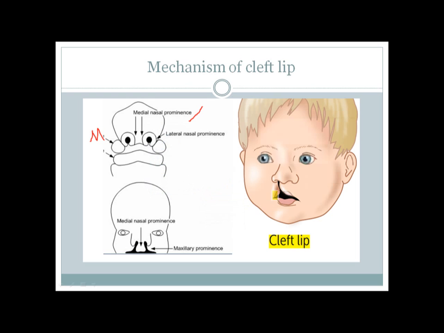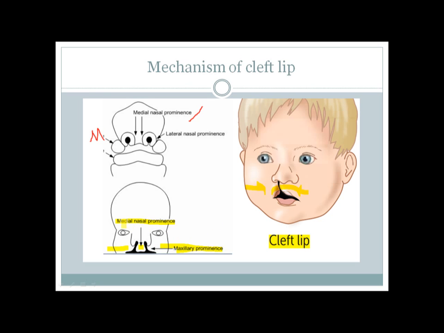So when your lips develop, it actually develops from two sides, which are called maxillary prominences. So here you can see on two sides we have maxillary prominences, and the middle part of the upper lip actually develops from something called medial nasal prominence. So if there is a defect in fusion of those two structures, meaning that if the medial nasal prominence cannot meet with the maxillary prominence on either side, it will lead to development of a cleft lip.